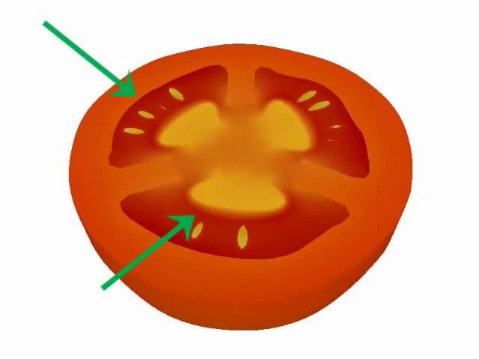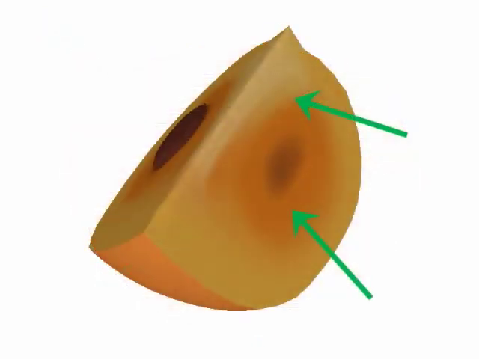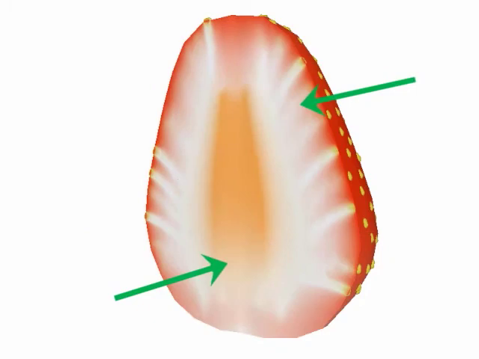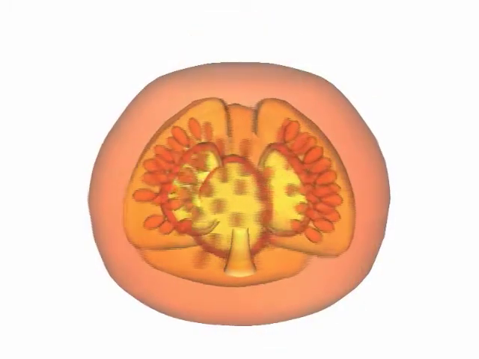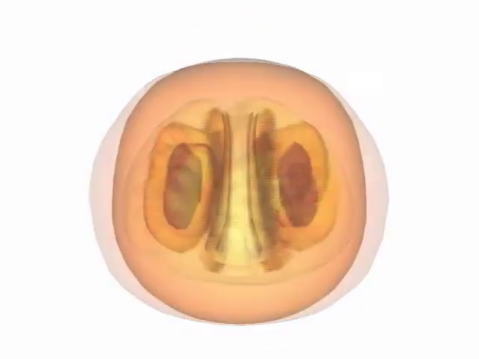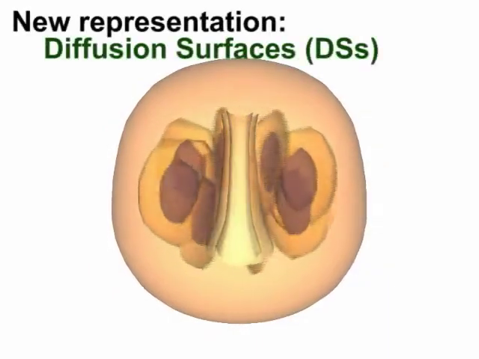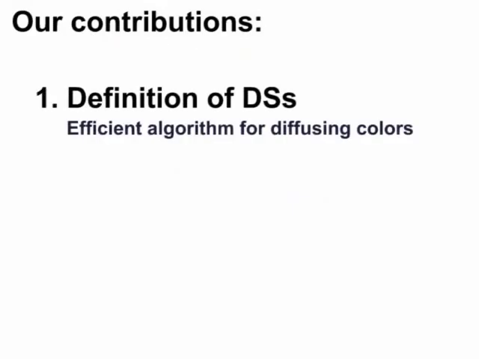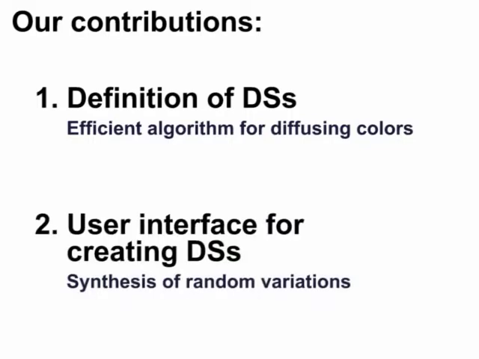The modeling of volumetric objects with distinct structures and smooth and sharp color transitions is still a difficult problem in graphics. In this paper, we introduce a new representation called Diffusion Surfaces to enable modeling of such objects. Our contributions are, first, the diffusion surfaces representation and an efficient algorithm for computing color diffusions, and second, a user interface for creating diffusion surfaces, which can synthesize random variations of models.